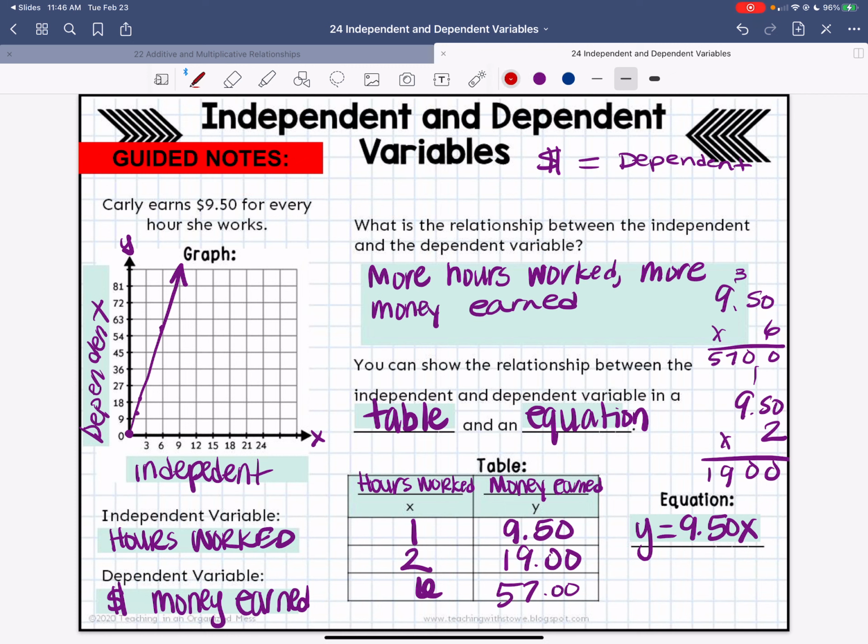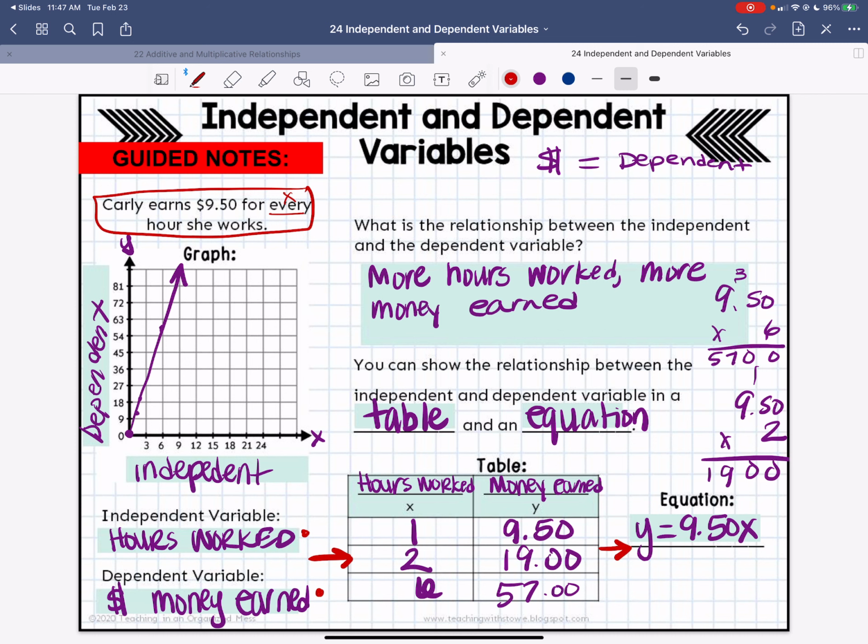Okay. So again, I start off by reading this equation. And it says Carly earns $9.50 for every hour. That's going to tell me I'm multiplying. Okay? And then I can go through and say, well, the independent variable is hours worked and dependent is money earned. So if I know that, when I set my table up, I can go from here, set the table up, and then I can make this.